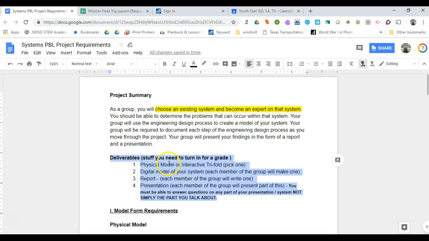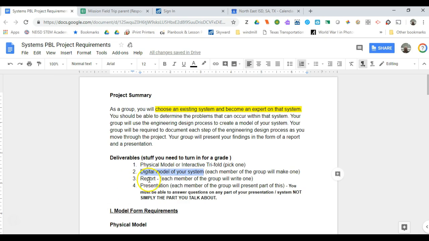Now, things that we are going to be doing. You get the choice of making a physical model or an interactive trifold. You pick one, and one will be made for your entire group. The other thing is your digital model of your system. Each member of the group will make their own. You're going to have time in Miss Sampaio's class to make that model. You will be making your own, but you need to demonstrate your understanding of this system with that model. That's kind of a test for each partner. If it's clear that one doesn't understand it, then that member of the group's grade is going to suffer.